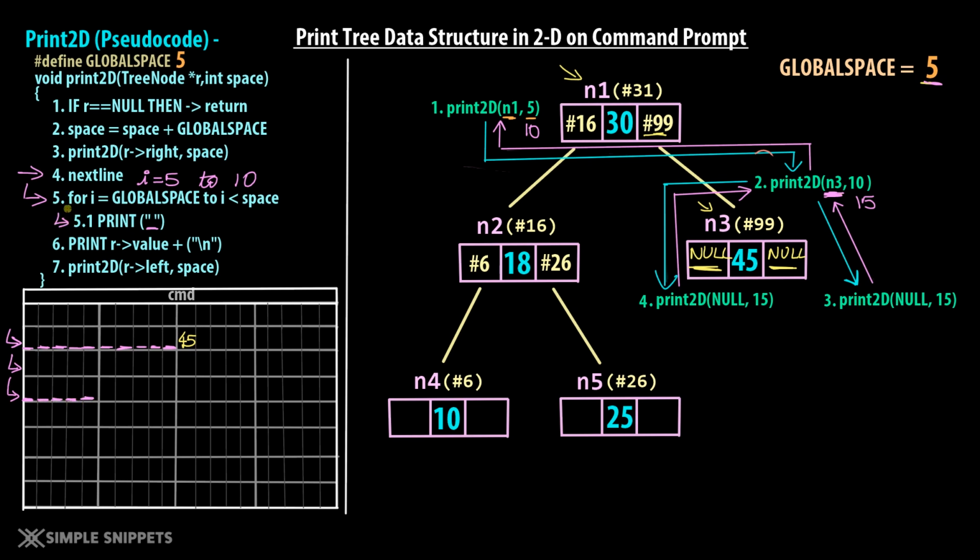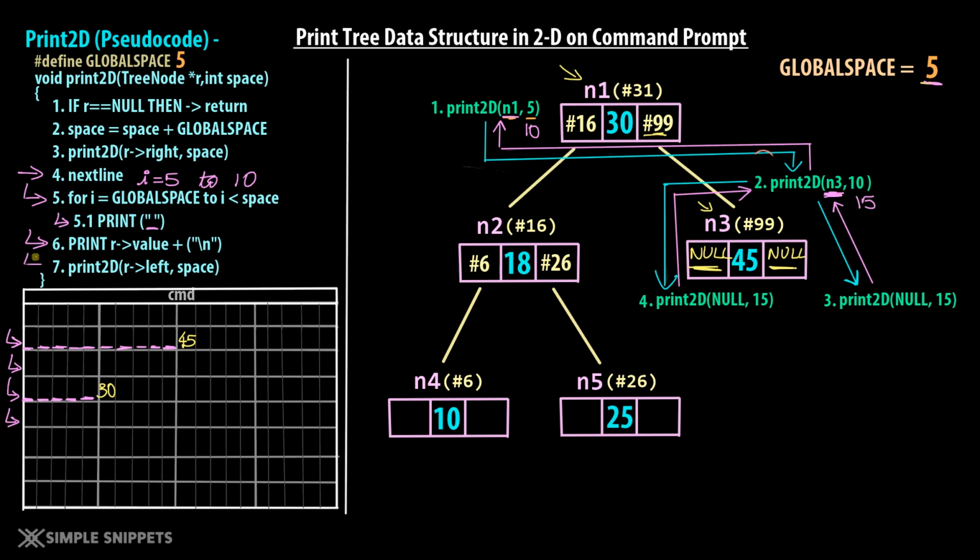After the execution of the for loop, we proceed to step 6, and step 6 says print r of value. r is currently n1 because we are in the first print2d call. So n1's value is nothing but 30. So let's write 30 at this position, because our cursor is going to be over here. And after that we have \n, which means that we have to go to the next line. Alright, so far I hope you are understanding this.